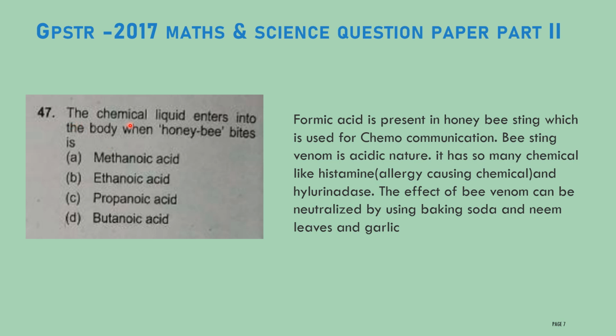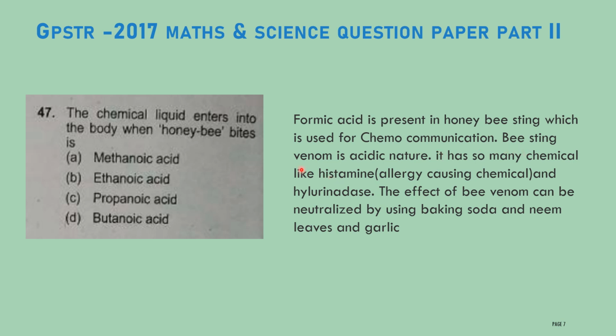Next question: the chemical liquid that enters the body when a honeybee bites. Which chemical liquid enters the body when a honeybee bites? First option methanoic acid, second option ethanoic acid, third one propanoic acid, fourth one butanoic acid. Methanoic acid, another name is formic acid, both are one and the same. Formic acid is present in honeybee sting, which is used for chemocommunication.